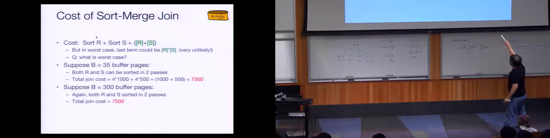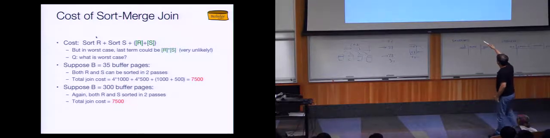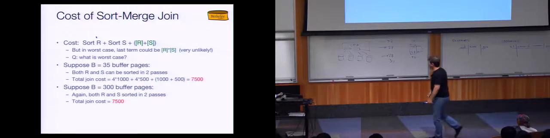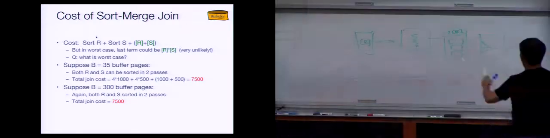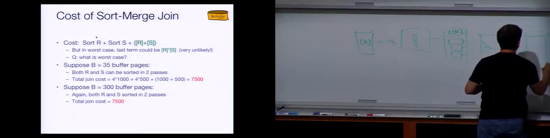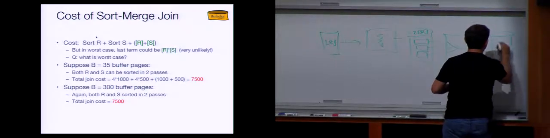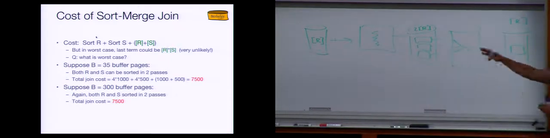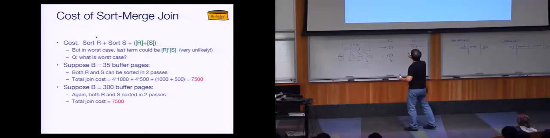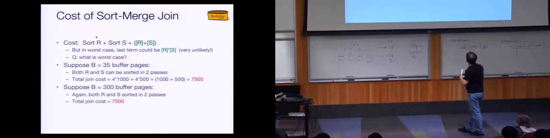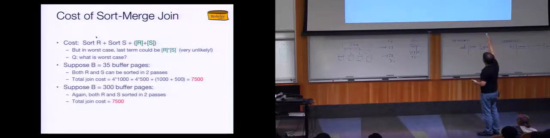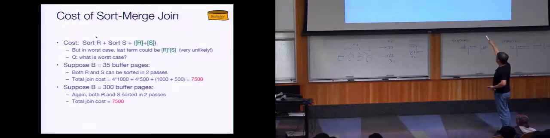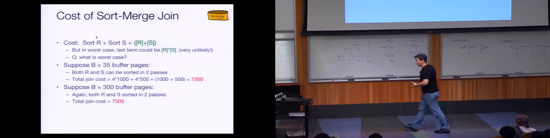Suppose B is 35 buffer pages. We can sort R and S, let's say, in 2 passes. We can do that if we have 35 buffer pages. If we're naive about this, and we take the naive cost, we will sort R and write it to disk totally sorted. So that's another R. So it's 4 R's, to read it, sort it, and write it to disk. We'll do the same thing for S, and then we'll pay to scan them both back, and that's 7,500. If I give you more buffer pages, unfortunately, it doesn't change the number of passes in this case. It's still going to be 7,500.